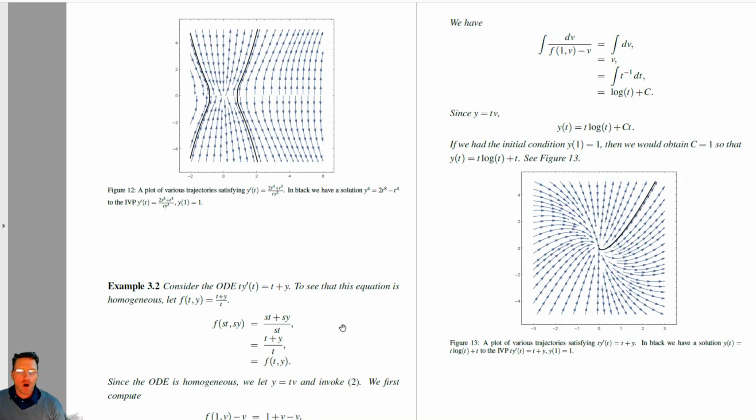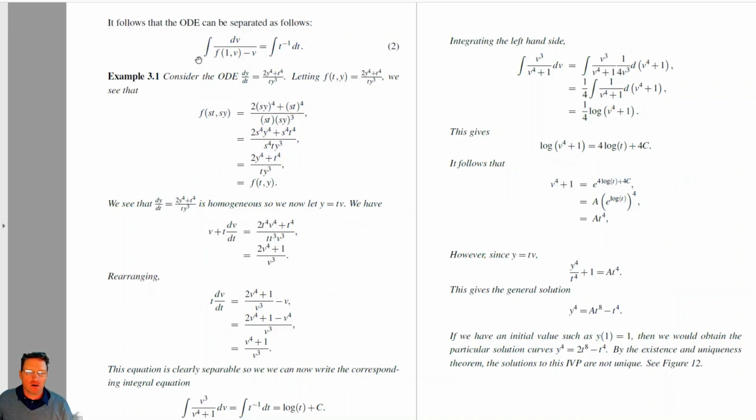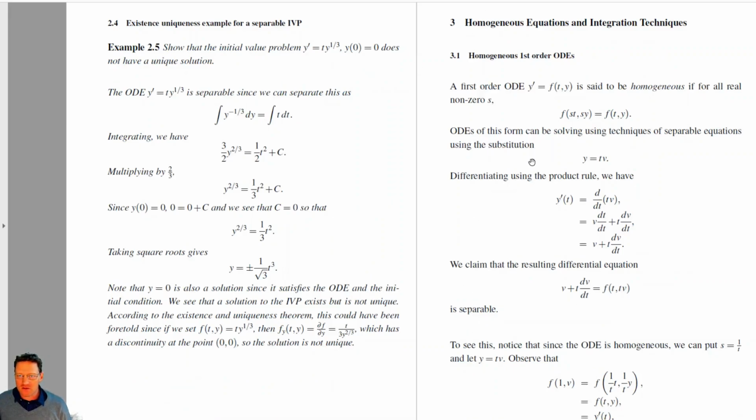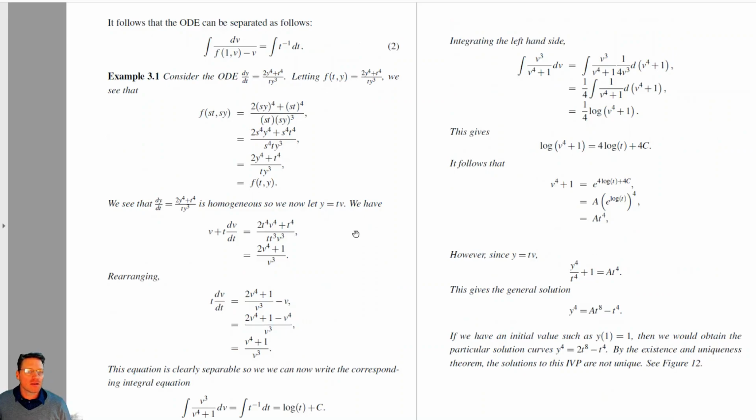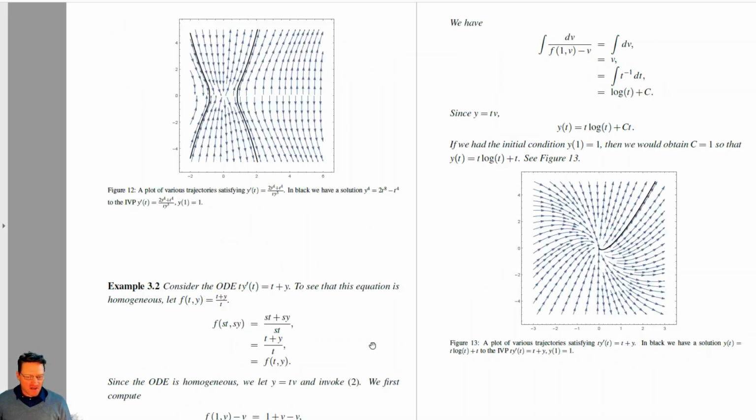Okay, so next we let y be equal to tv, or v equal y over t, and we invoke equation 2. So let's have a look at this again. It's up here on the top left. We expect to get this to be separable: the integral of dv over f of 1 comma v minus v equal to the integral of 1 over t dt, which is just log of t. That's what we're expecting to get here. So we use this equation, or you could set out the whole thing again like we have here on this previous page if you wanted to. If you don't like to remember things, that's perfectly fine. Okay, so we're going to invoke that equation there.